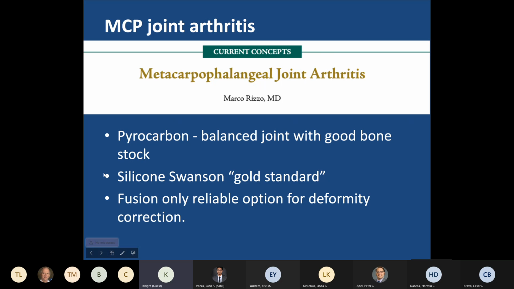So moving to the MCP joint, certainly you can, I have most experience with silicone, and that's what I used in fellowship and residency, and pretty much all I use. And some people use pyrocarbon, which can be a good option if you have relatively good bone stock. And of course, fusion is a good option for pain relief. Certainly, motion is non-existent at the joint after you fuse it, but it's the best option for significant deformities we'll talk about later. Next.